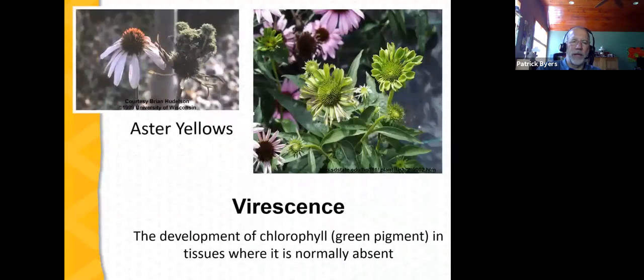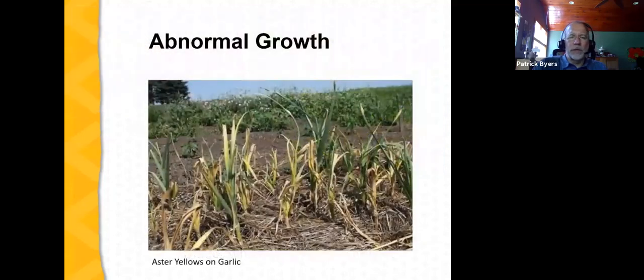Some examples of phytoplasmic symptoms and signs: virescence. This is the development of green pigment in tissues where we don't normally see it. And this is an example of a disease called aster yellows on Rudbeckia. Normally the blossoms are lavender in color, but here we see plants infected with a phytoplasma that has caused the blossoms to develop virescence. It can also just cause abnormal growth. This is aster yellows, the same problem that caused the virescence on the Rudbeckia, in garlic. And we can see the plants declining and dying as a result of aster yellows.